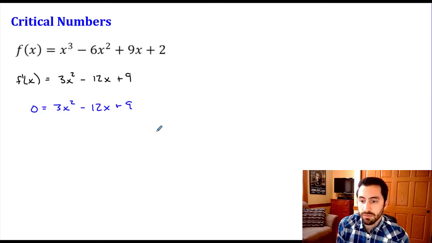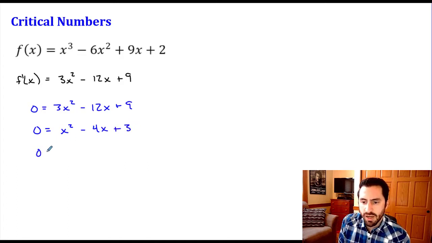I'm going to start by dividing everything by 3. I see we have a common factor of 3 in all these terms, so let's divide everything by 3 to make it a little bit easier to work with. So we get 0 is equal to x squared. If we divide by 3, we get minus 4x plus 3. Now we can factor this. So two numbers that multiply to 3 add to negative 4, we get x minus 1 and x minus 3.